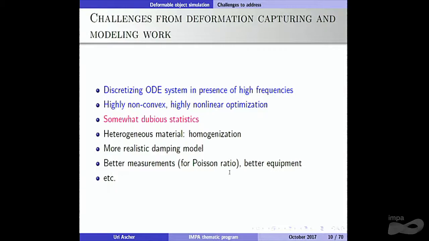A more realistic damping model, everybody wants that. It's not everybody, you know. A bunch of people want that. Nobody has good answers. And better measurements. The measurement devices that we had could not capture Poisson ratio at all. You could vary it and you don't see it. What I'm going to talk about today more is these 2 questions. How do you discretize an ODE system in the presence of high frequency? And then optimization.